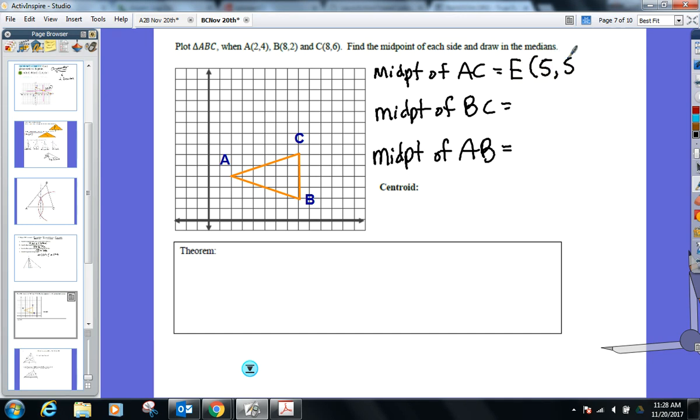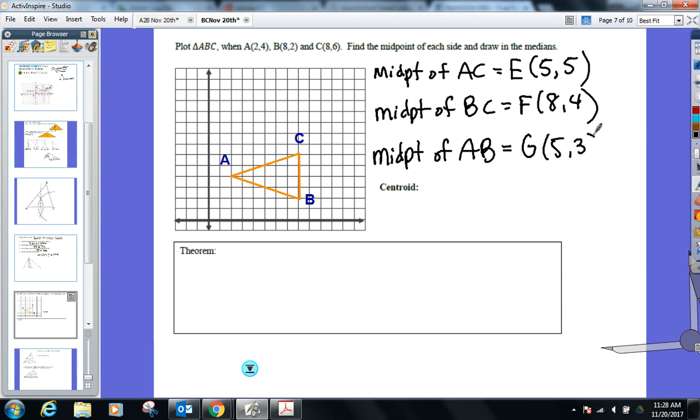Make sure everyone's getting this down, not just yours. Make sure we get all the midpoints down. Group 2, what'd you find for the midpoint of BC? 8, 4, we're going to call that point F. And finally, group 3, midpoint of AB? 5, 3, and we're going to call that point G.